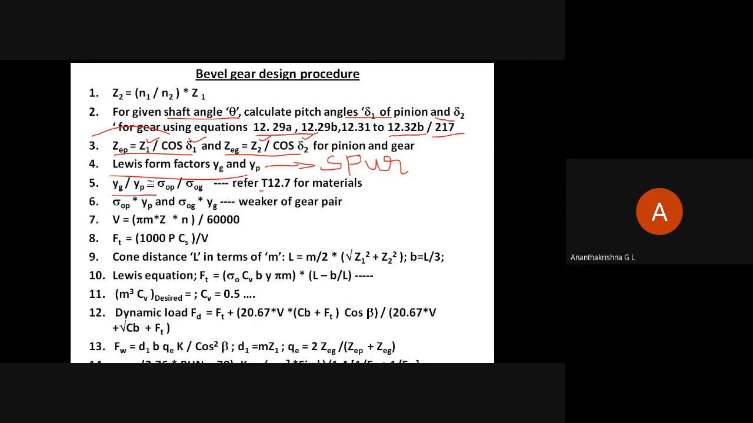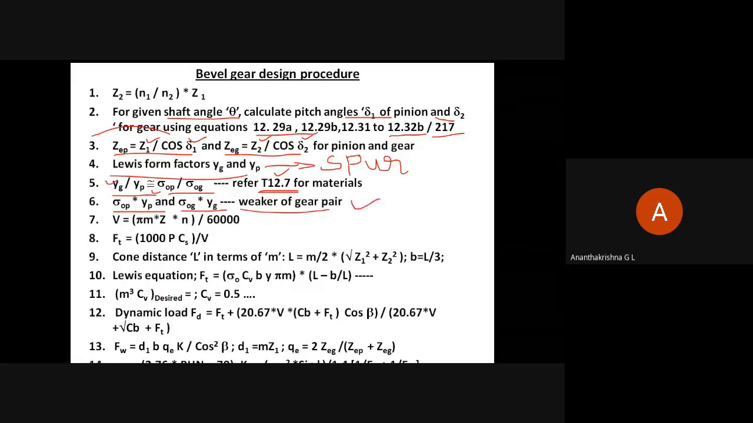Choose materials from table 12.7 and see that the ratio of Yg by Yp is almost equal to the ratio of sigma naught P by sigma naught G, by choosing allowable static stress of the materials from table 12.7. Then using sigma naught P Yp and sigma naught G Yg equations, find out the weaker of the gear pair. Then further design is going to be based on the weaker of the gear pair.